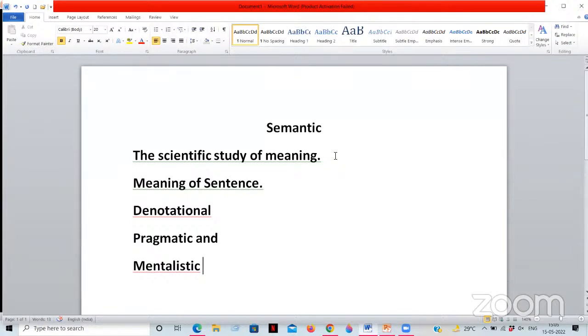So, in the last class, what did we talk about? What was the topic that we covered in the last class? It was about the processes through which the English language became affluent in terms of vocabulary, isn't it? So, we talked about.